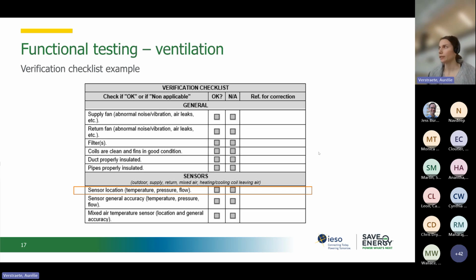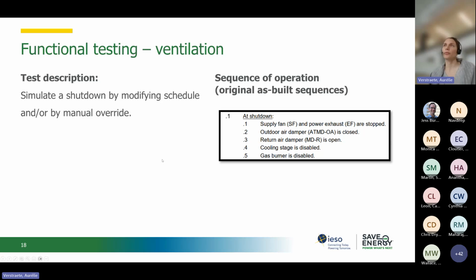Here we talked about pre-functional testing, and now an example of a functional test on an air handling unit. Often the functional testing will be initiated through the building automation system. So in this example, the functional test objective is to simulate a shutdown for the air handling unit.